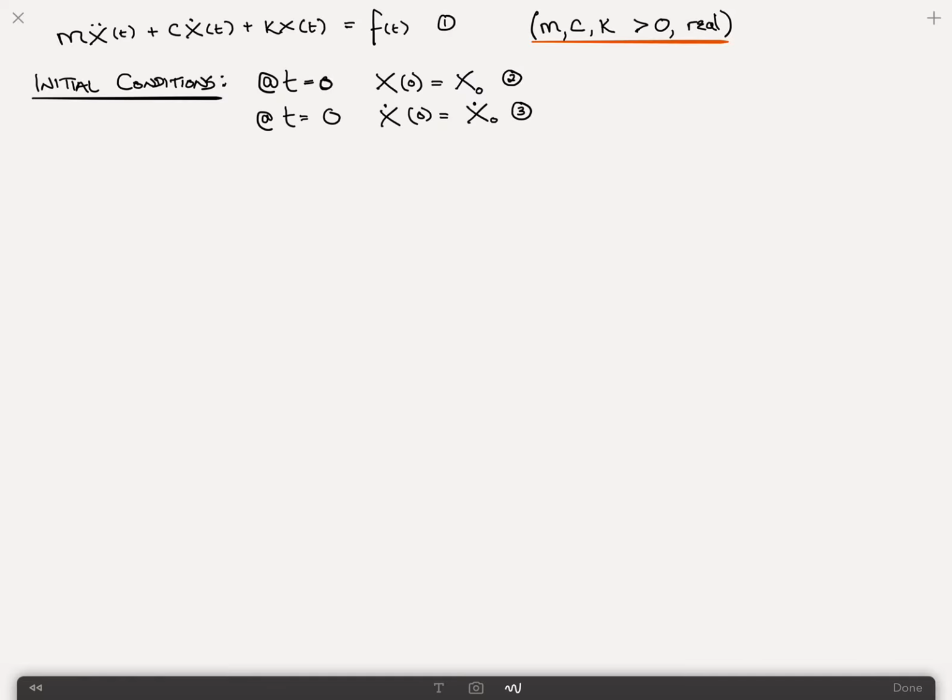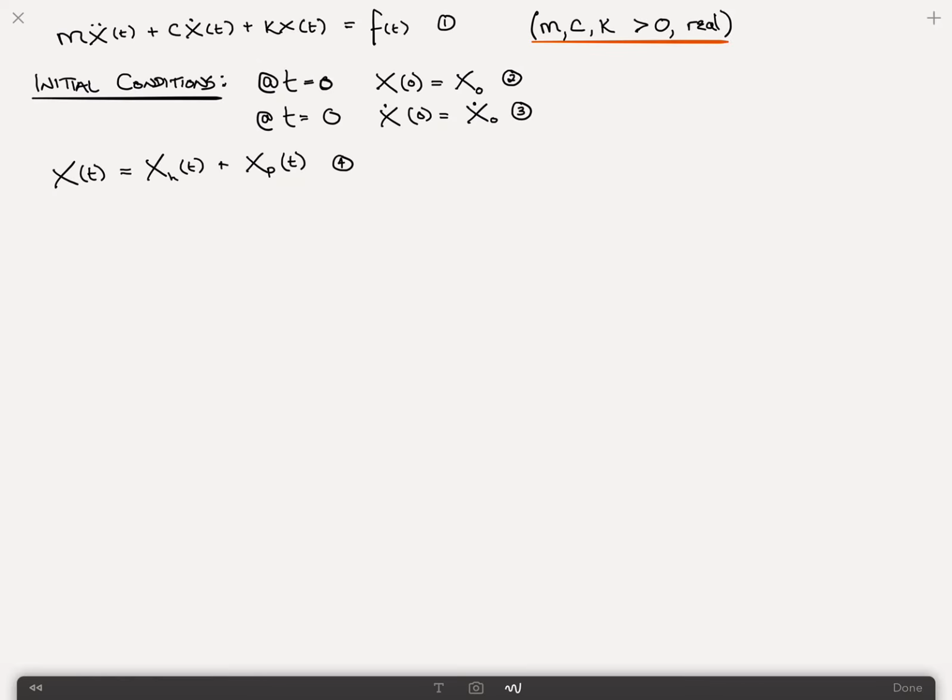Now you might remember from your math classes, your calculus classes, that the solution to equation 1 has two parts to it. So the total solution, which I'll just call x of t, is the sum of the homogeneous solution, which we can call x sub h of t, plus the particular solution, which we'll call x sub p of t. Call that equation 4.